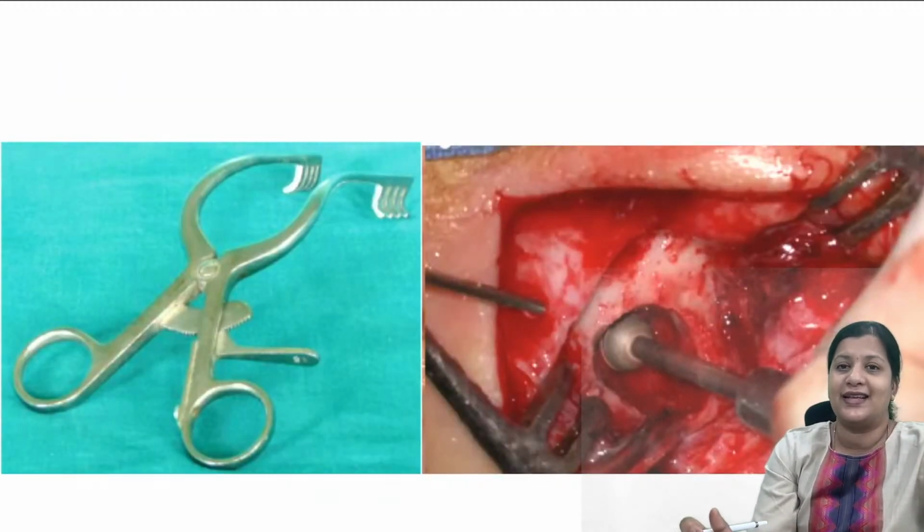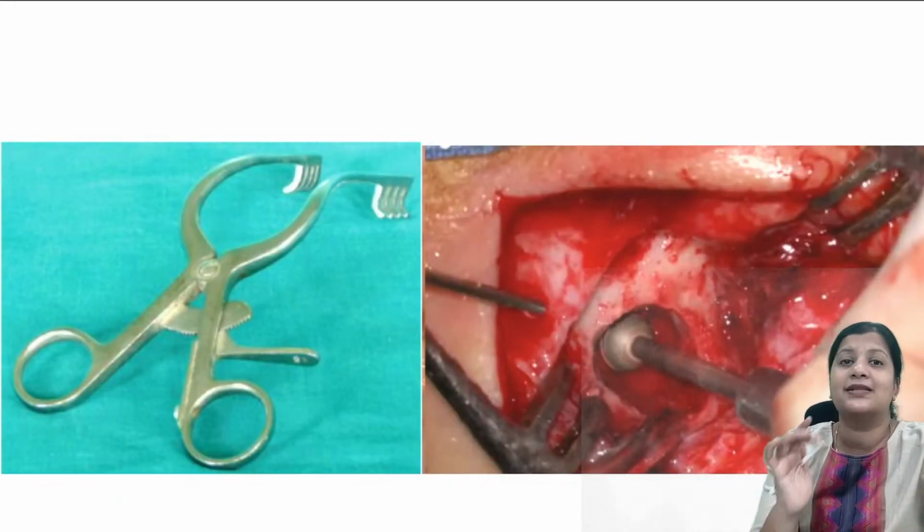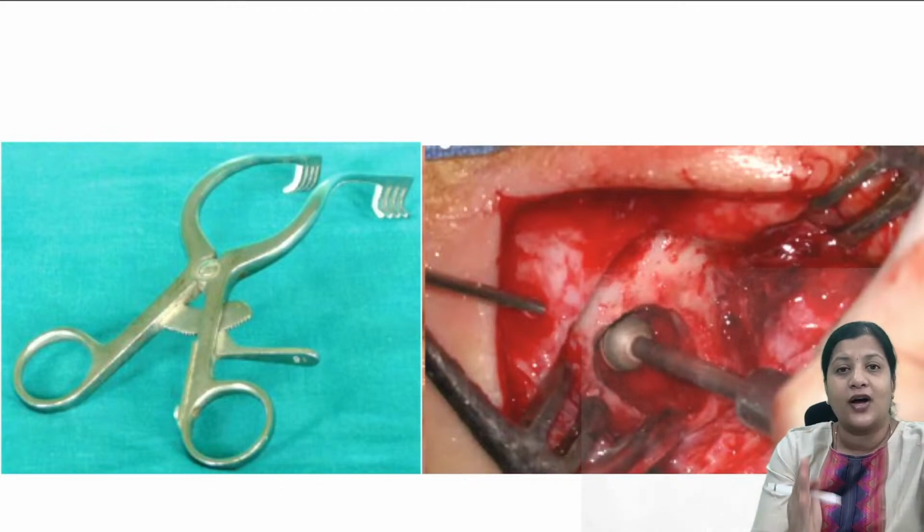Now let us see the next instrument. This is a PYQ asked in INI-CET. This is also asked in NEET PG.